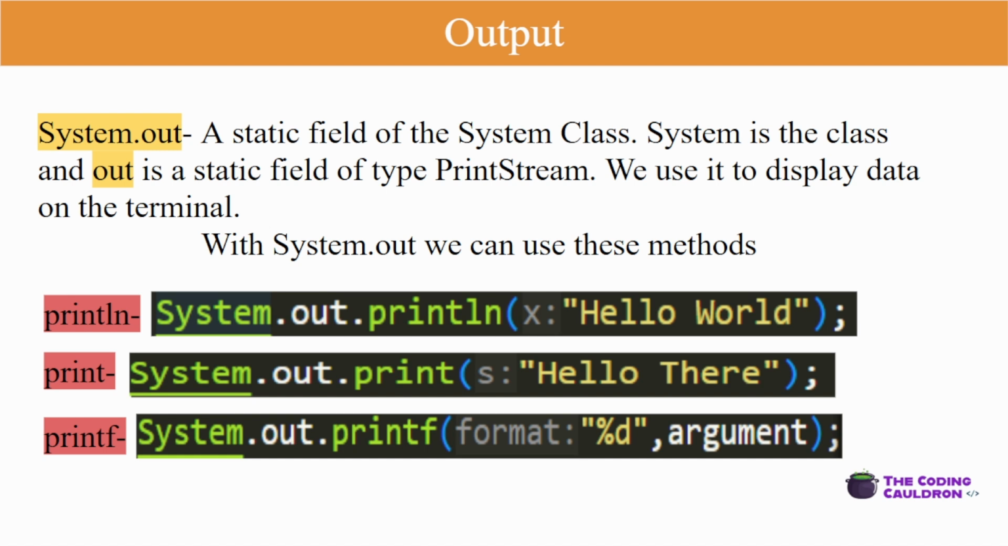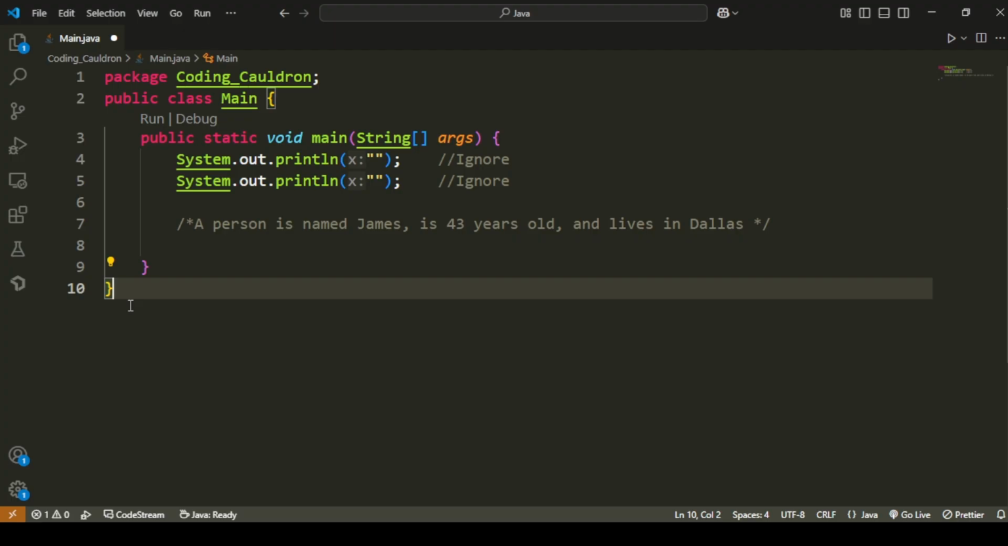Finally, the printf method, which works similar to the printf function in C. To learn more about it, check out our video on inputs and outputs in C and solve the exercises available in the description. In Java, the printf method requires a format specifier of the variable type and the name of the variable. Let's do an example using System.out with the println, print, and printf methods.